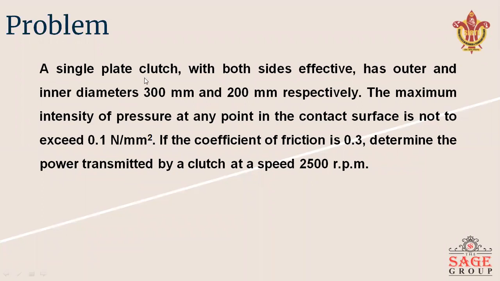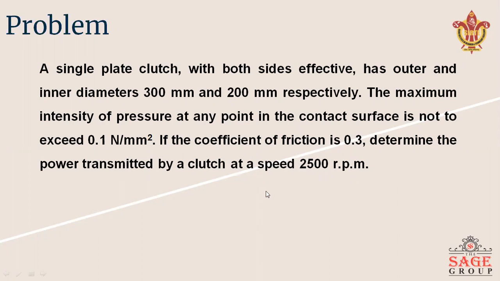A single plate clutch with both sides effective has outer and inner diameters of 300 mm and 200 mm respectively. The maximum intensity of pressure at any point in the contact surface is not to exceed 0.1 Newton per mm square. If the coefficient of friction is 0.3, determine the power transmitted by the clutch at a speed of 2500 rpm.